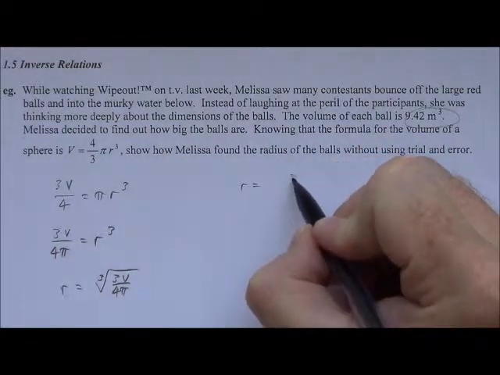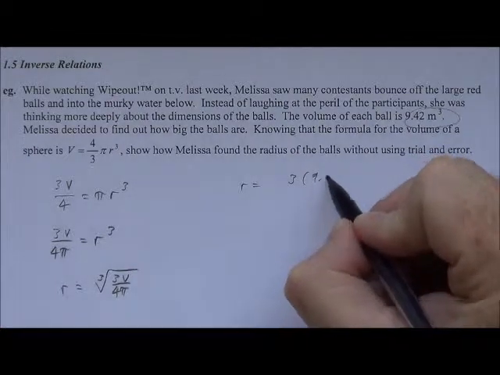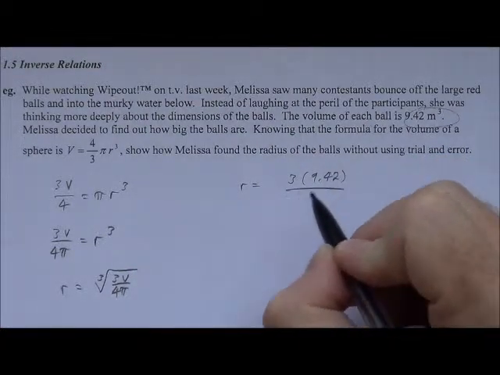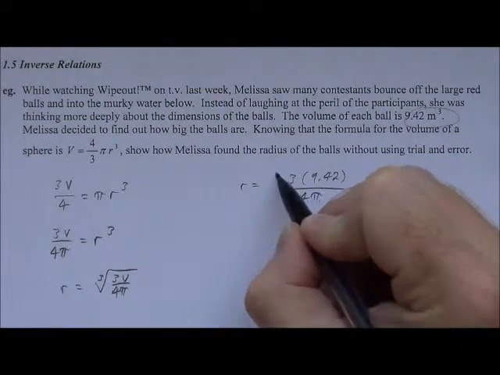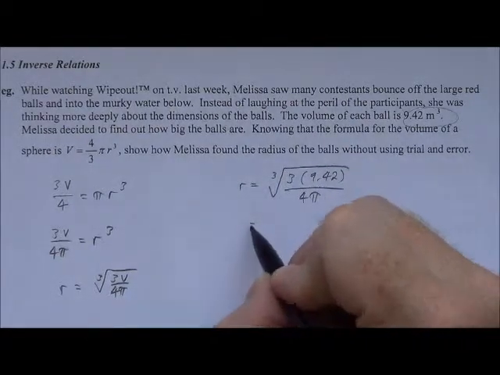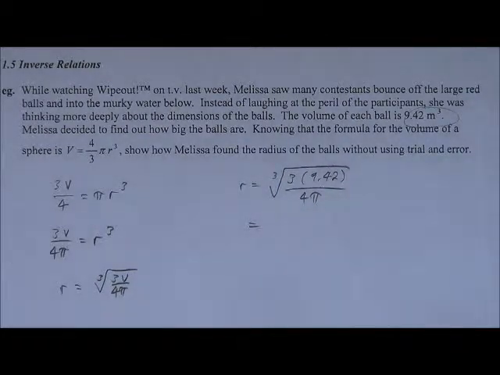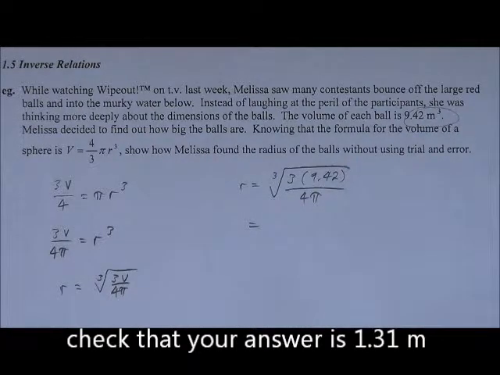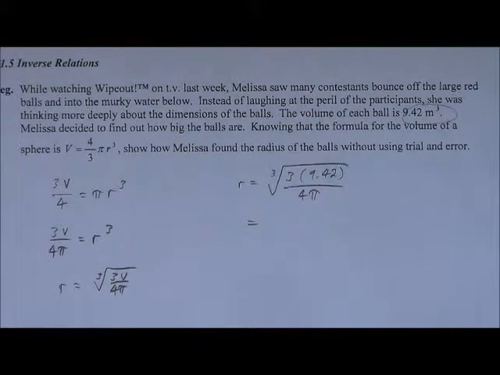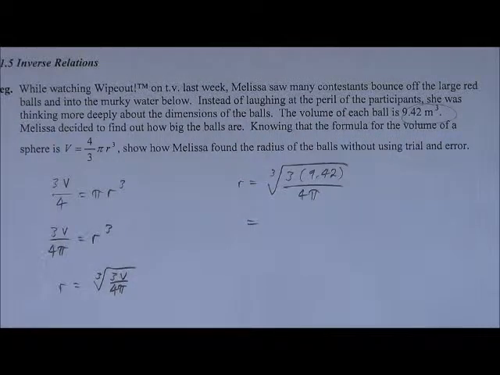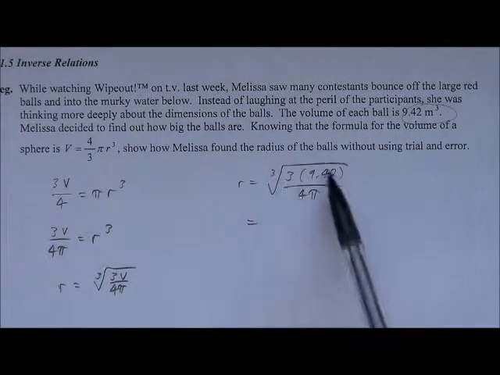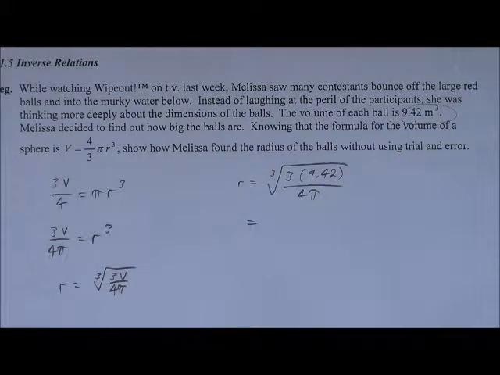So we have the cube root of 9.42 over 4 pi, and we take the cube root of that. Please calculate this, as I am ill prepared and do not have a calculator with me. I apologize profusely. So just work through that inside and take the cube root, and that will be the radius of each of the balls.